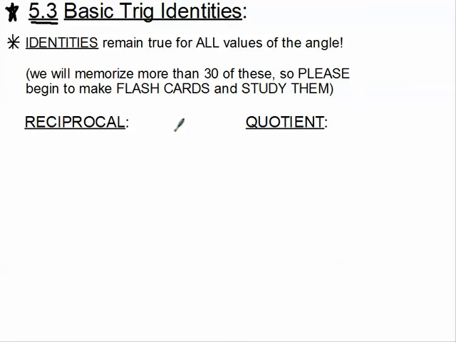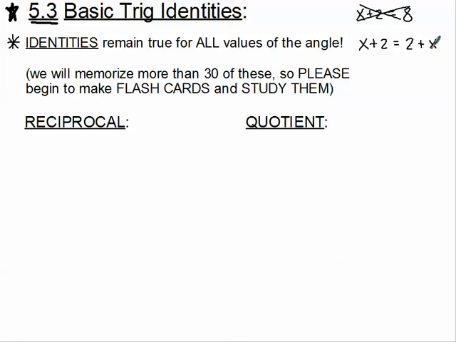First, I need to explain to you what an identity is. An identity is not an equation. An equation is something like x plus 2 equals 8. This is obviously dependent on what x is. x can only be one number, and that is, of course, 6. This is not an identity. An identity is something like x plus 2 is equal to 2 plus x.